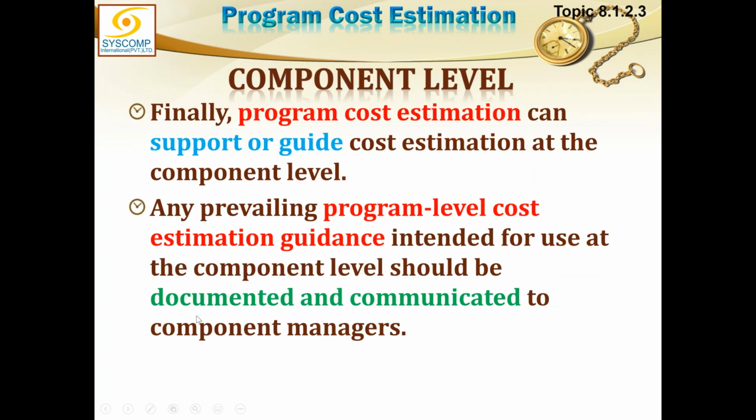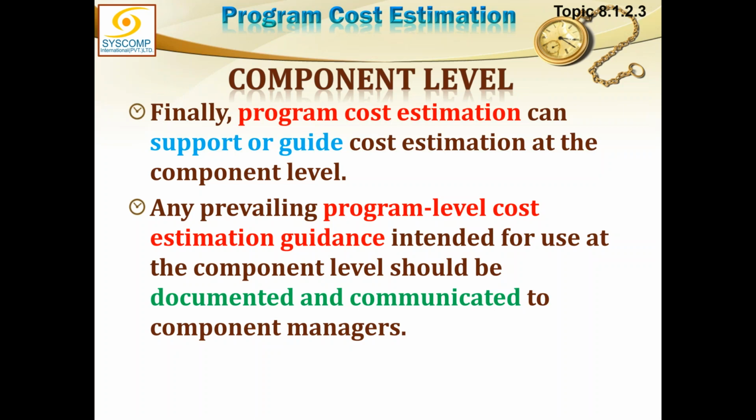Component level, that is the project cost. Program cost estimation can support or guide cost estimation at the component level. So this is the guidance provided by the program manager. According to his program cost estimation, he can give a kind of boundary to the project manager or the component manager about a general idea of the cost estimate he may be expecting. But naturally, it is the job of the component manager to decide the cost of his component, while remaining within the general guideline of the program cost estimation.